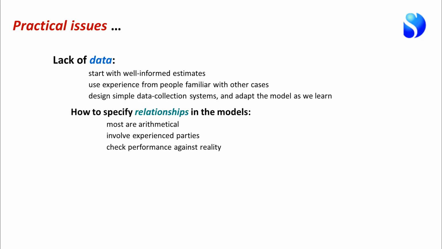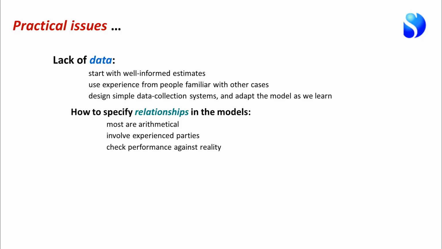And once again, we can use the experience of people who've been involved in this kind of situation before to estimate those relationships. Other relationships in the model are simply arithmetical. For example, the number of people crossing a border over a particular period is the number of people who trade in general multiplied by the frequency with which they do so.